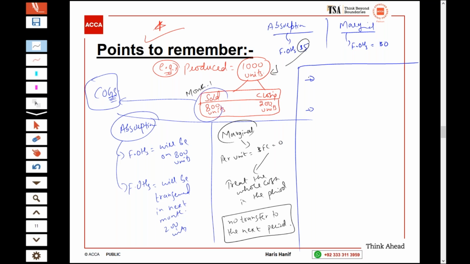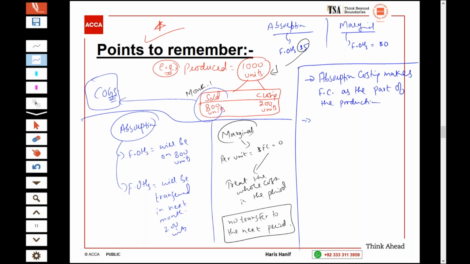So the key points to remember, I am going to write with blue color, just note it down. Key points to remember is that absorption costing makes fixed cost as a part of the production. The fixed cost on closing units will be transferred to next period.